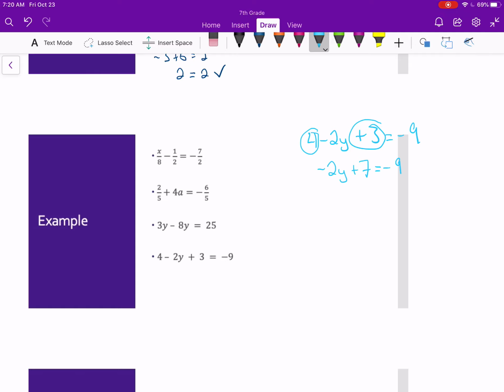So now we have a two-step equation. We're trying to get y by itself. Undo addition and subtraction first. So we're going to subtract 7 from both sides. Negative 2y equals negative 16. And then divide by negative 2 to get y equals 8.